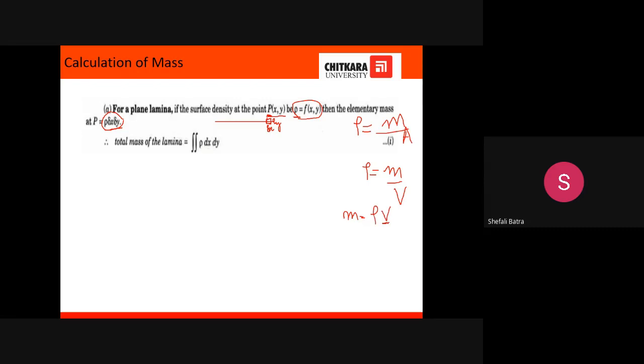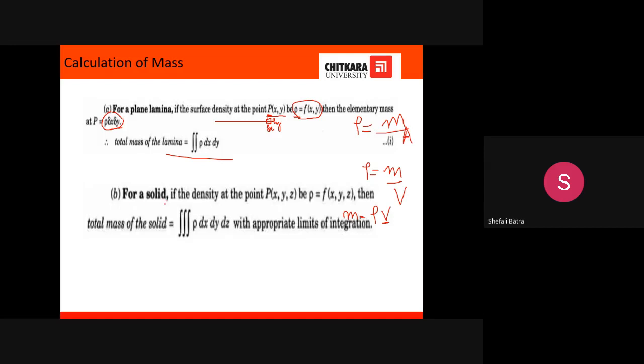तो V की जगह फिर क्या आना चाहिए? क्या चेंज हो जाएगा हमारे फॉर्मूले में? What will be the formula for mass in three dimension? Yes, beta. You know the formula for mass of lamina. In two dimension, you will be using double integral. If I'm talking about the solid, means three dimension. And you are writing here what? Volume. तो volume है तो यहाँ क्या हो जाएगा? Triple integration dx dy dz. Yes, triple integration rho dx dy dz.